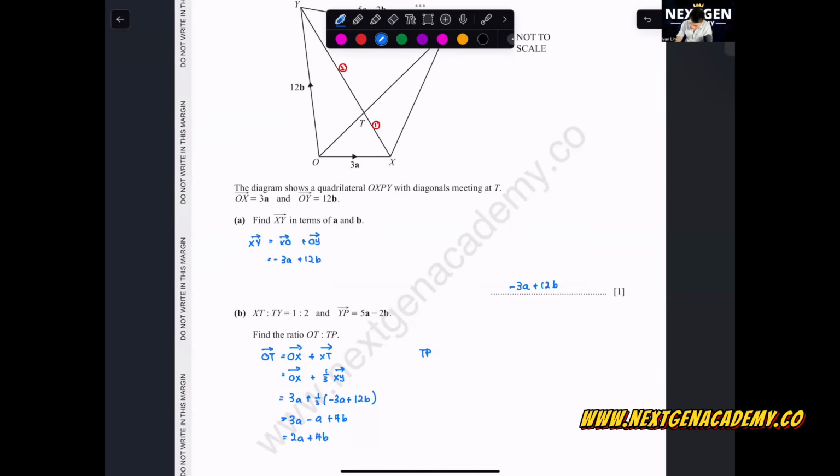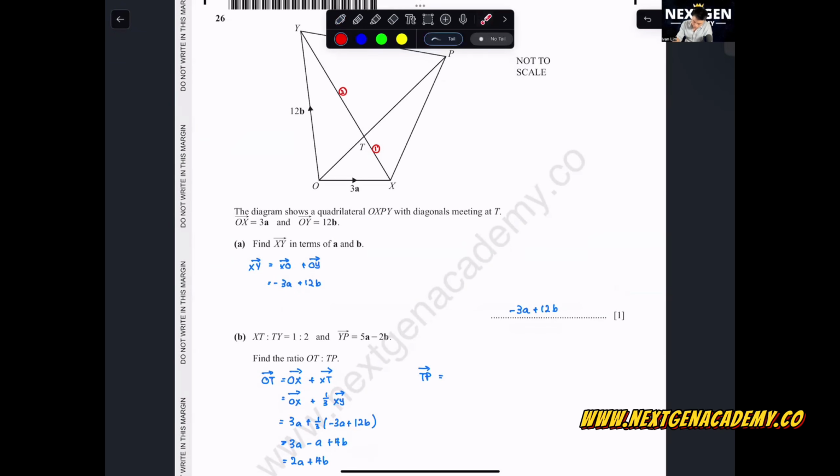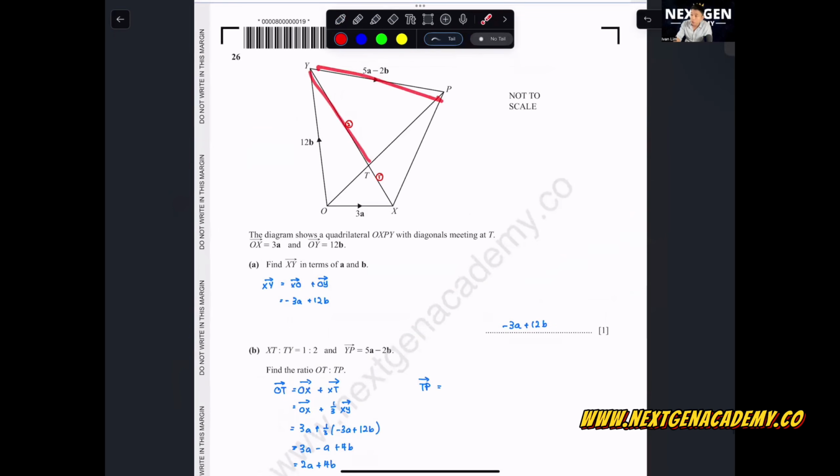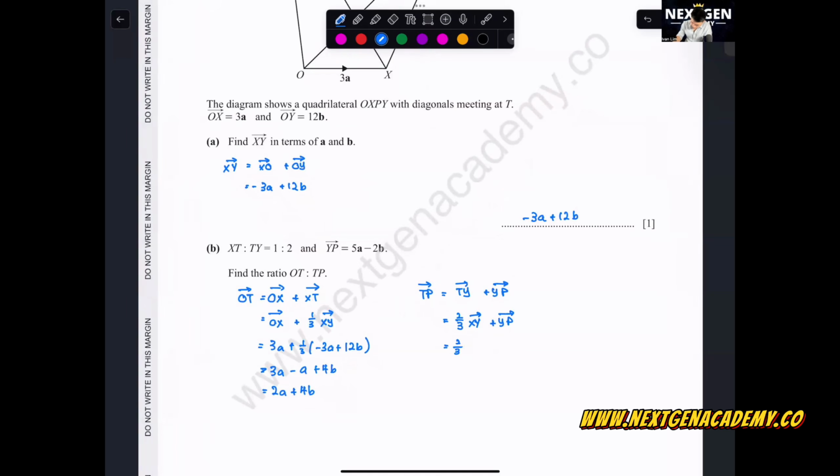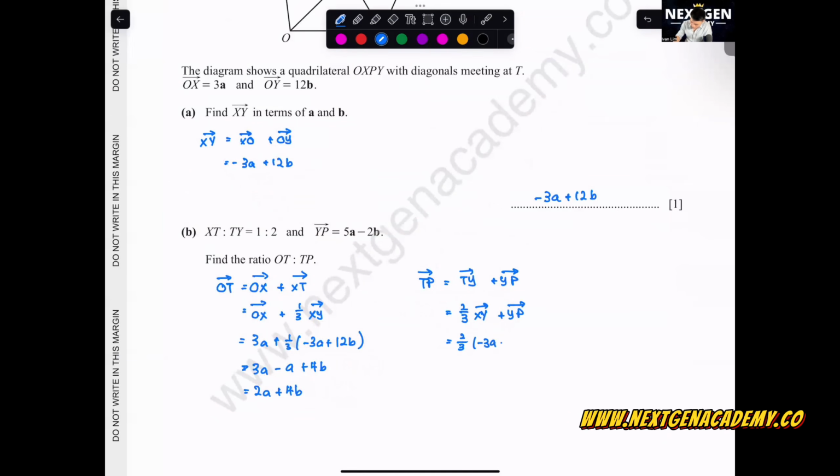Okay, next one. TP. TP, according to the diagram, can we say is TY plus YP? TY plus YP. What is TY? TY is 2 over 3 XY. Then plus YP. Okay, so 2 over 3 XY, negative 3a plus 12b, YP, 5a minus 2b. Let's simplify this one. Open up the bracket, negative 2a plus 8b plus 5a minus 2b. Okay, then we will get 3a plus 6b.